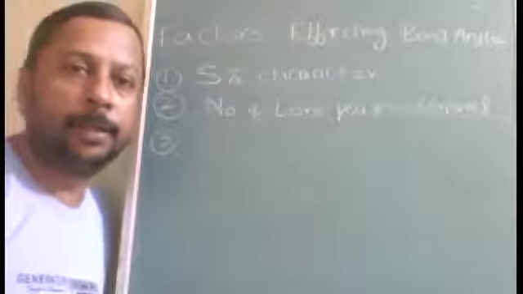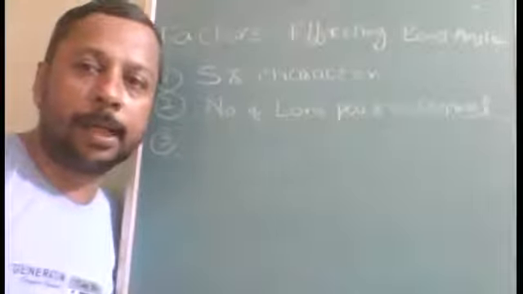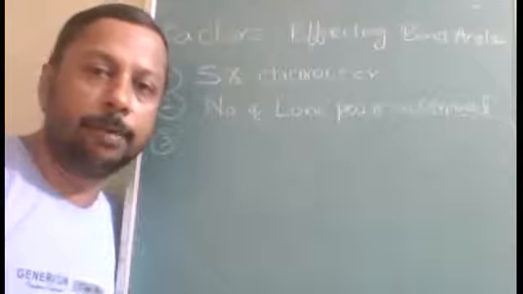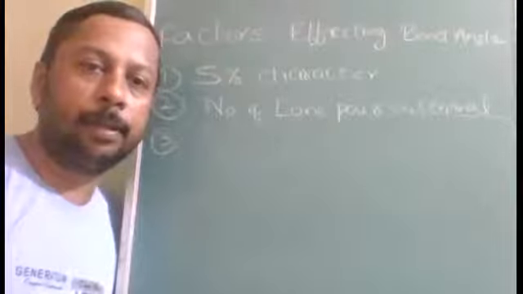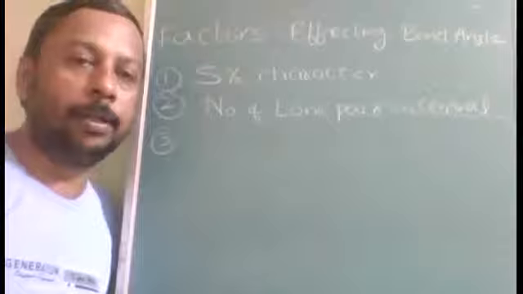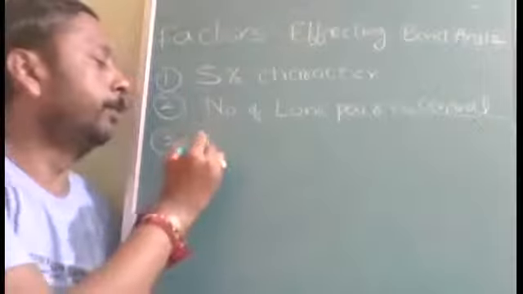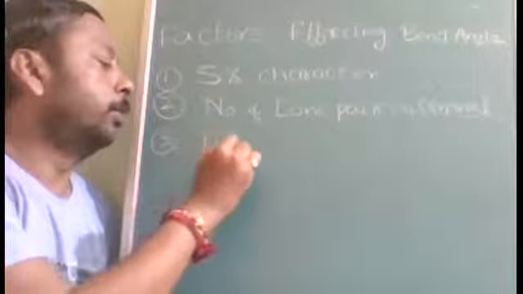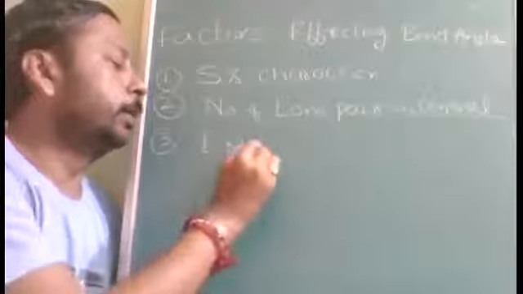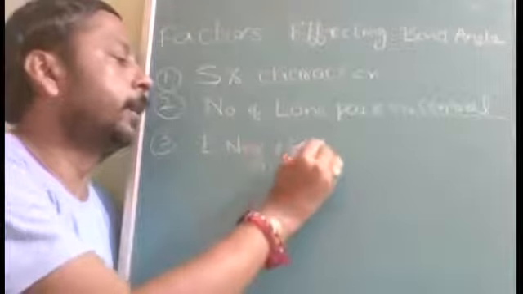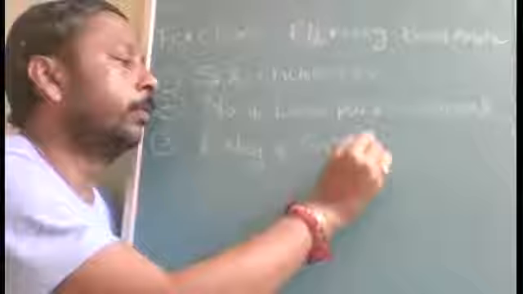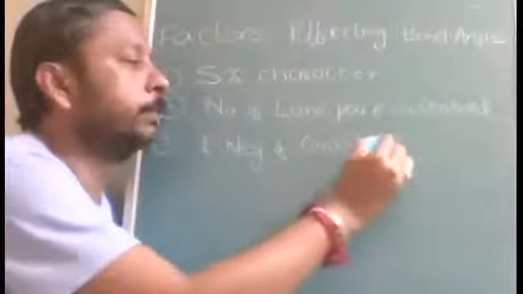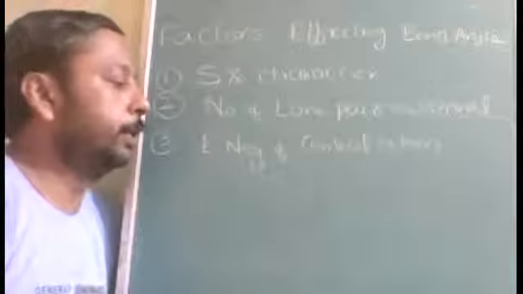Sometimes it is very difficult, as the percentage character or hybridization is also the same, and the number of lone pairs is also the same. Then what should you do? Then you should arrange them on electronegativity. The third factor is the electronegativity of the central atom. For that also I will take an example.